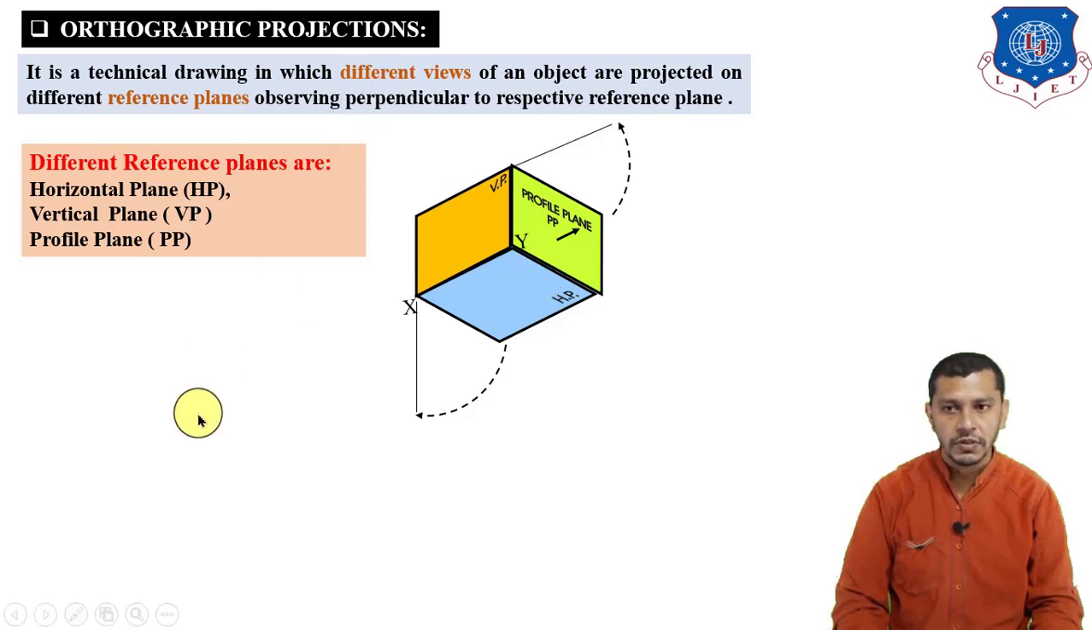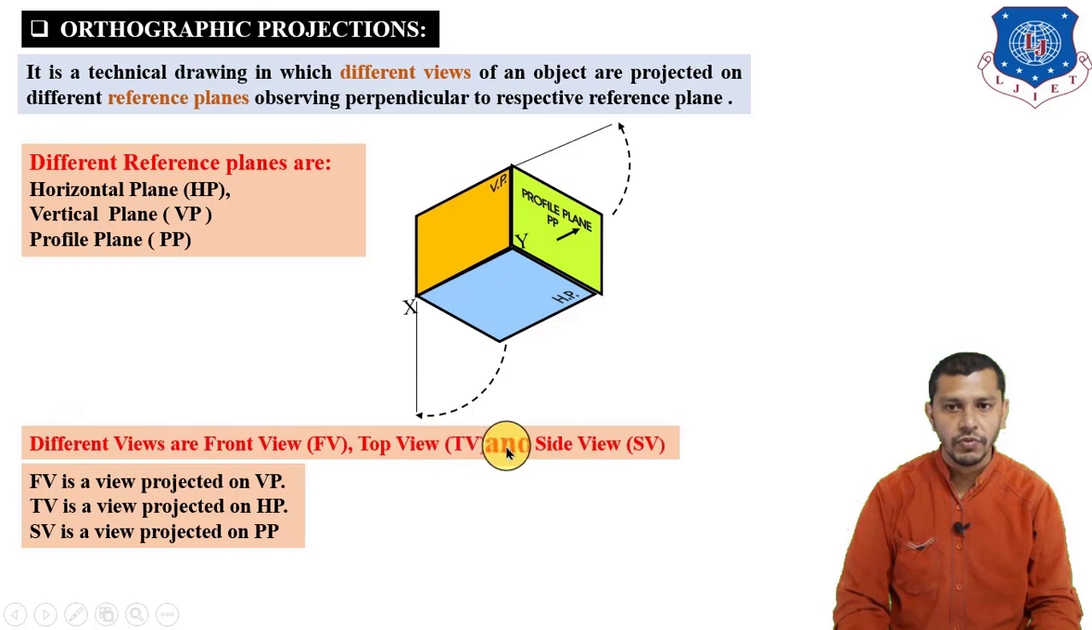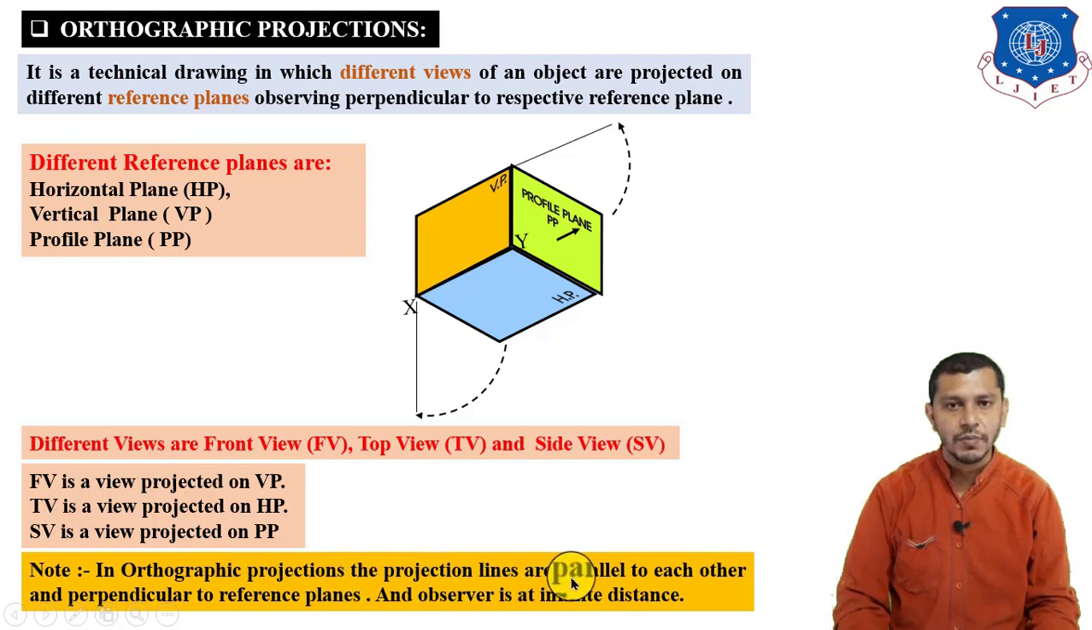And what are the different views? The different views are the front view, top view and the side view. The front view is projected on the vertical plane, top view is projected on the horizontal plane and side view is projected on the profile plane. So on the vertical plane we will project the front view observing from this given direction. On the horizontal plane we will project the top view observing from the top direction, and on the profile plane we will project the side view of the given object. And in orthographic projections, the projection lines are parallel to each other and perpendicular to the given reference plane, and the observer is assumed at infinite distance.